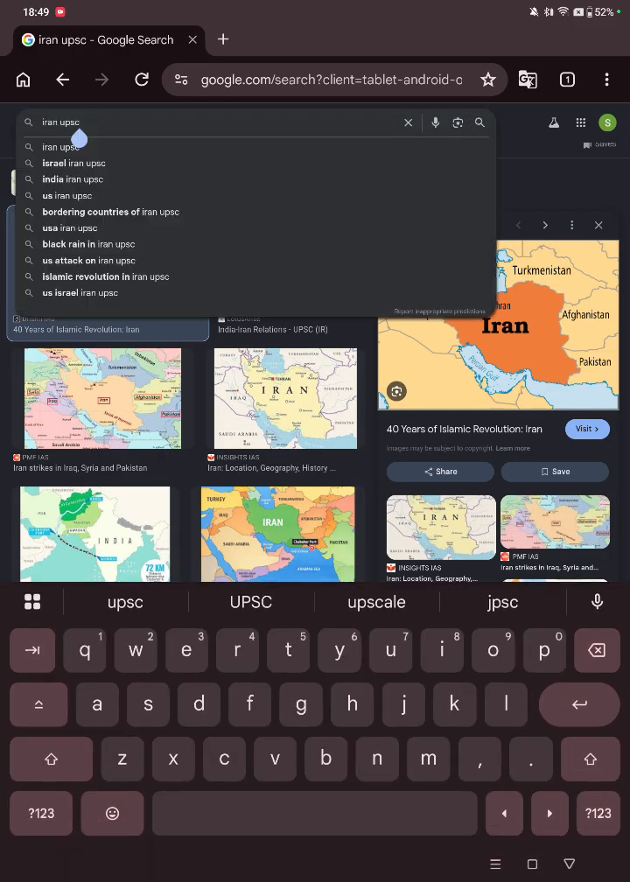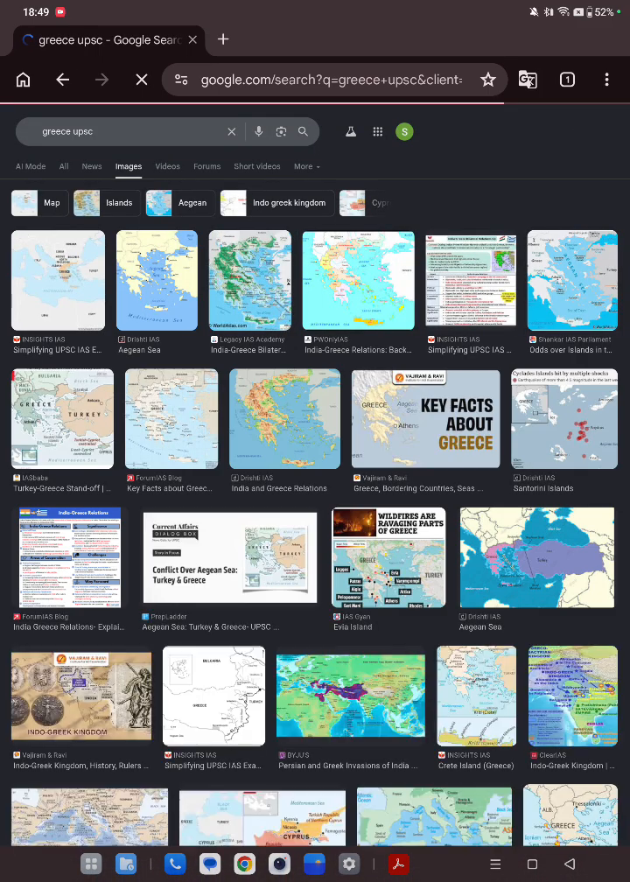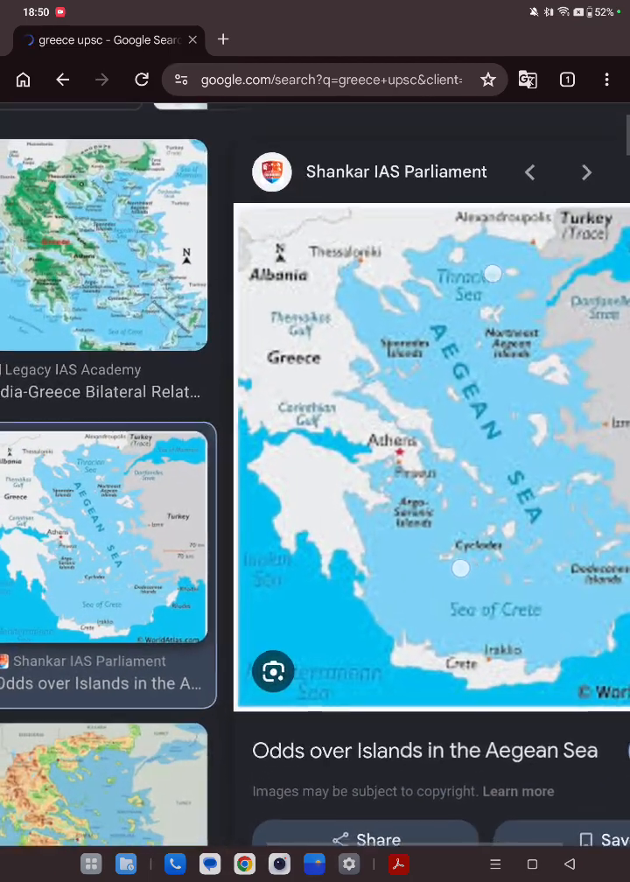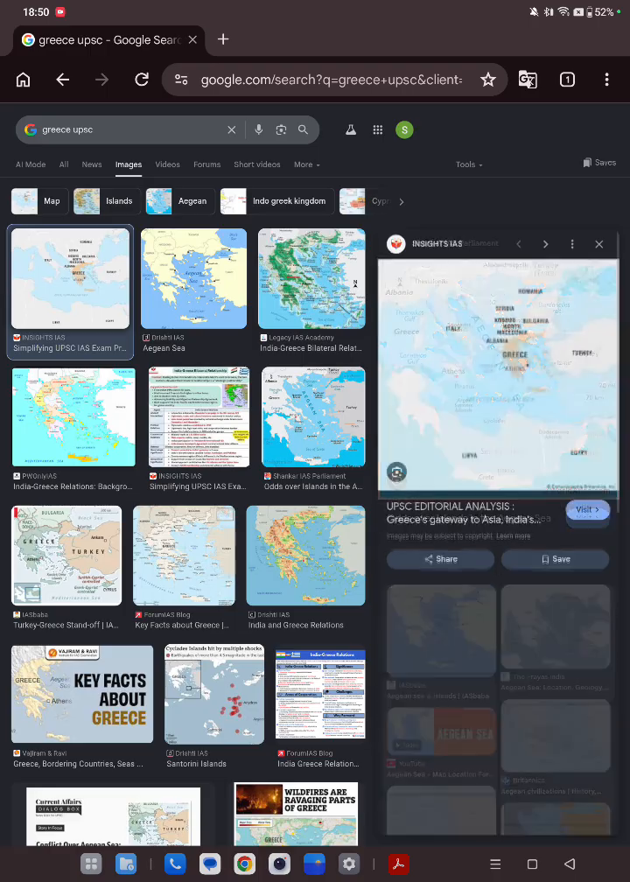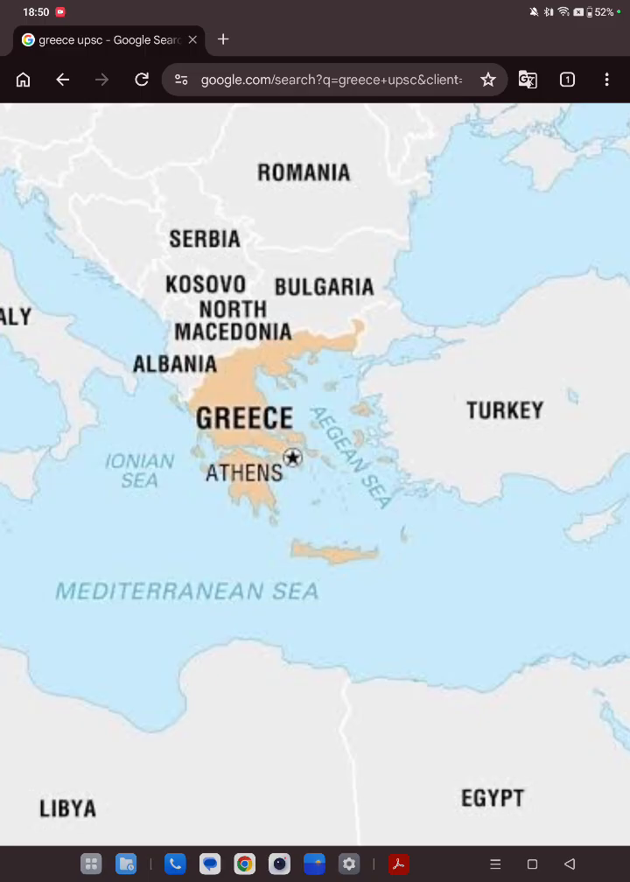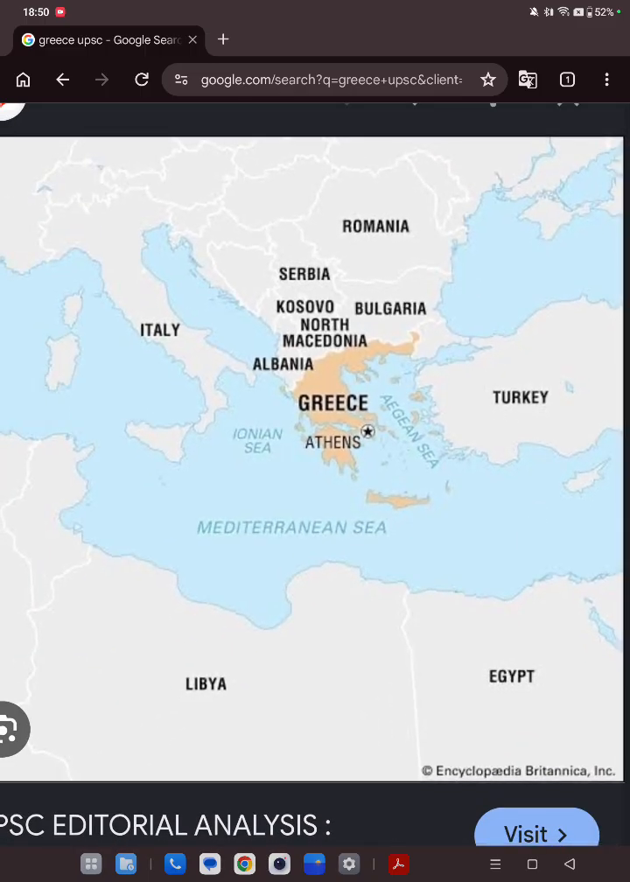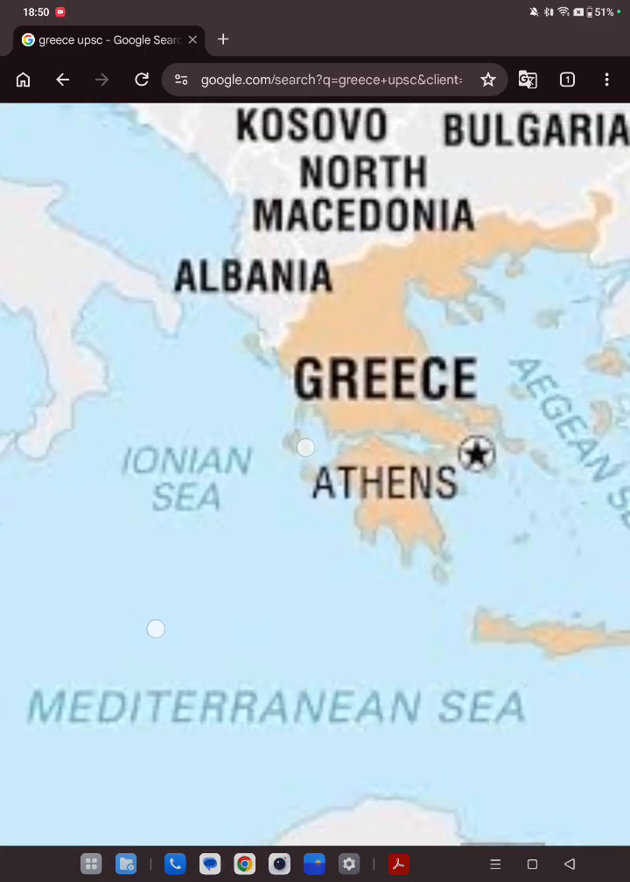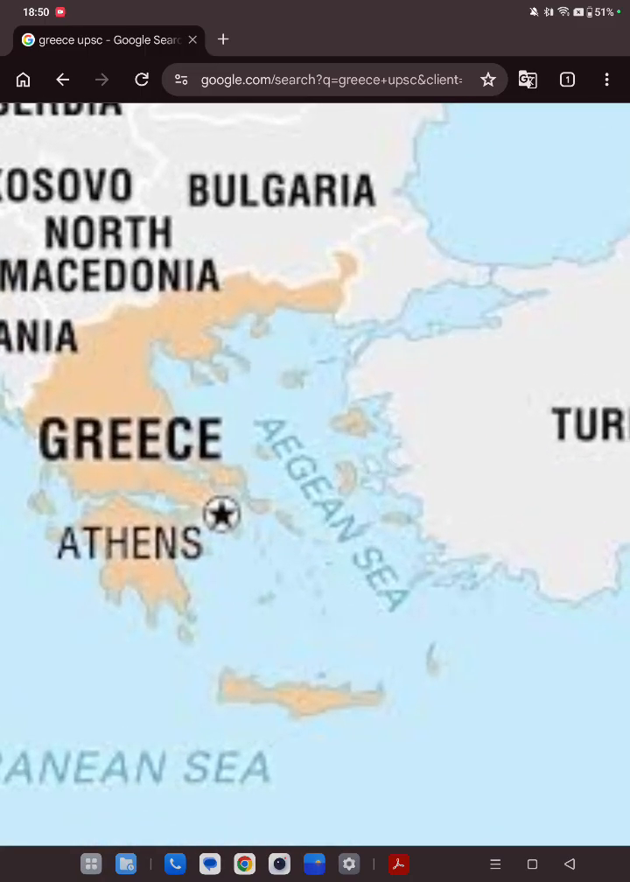Next, as we have seen Iran, we have to search for Greece. Now Greece. Let's see Greece. We have to take a more detailed map. Here, yeah, Greece. We can see that here is the Mediterranean Sea. We have Libya and Egypt at the bottom, with the Mediterranean Sea above them. Then we have Greece, and on the left side of Greece we have the Ionian Sea, and on the right side we have the Aegean Sea.